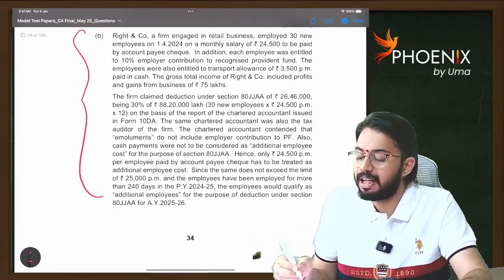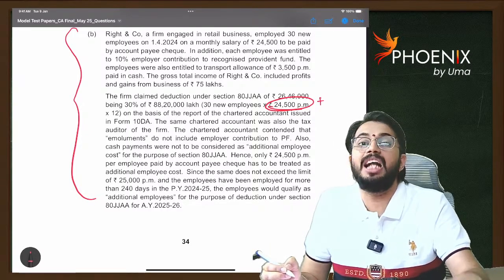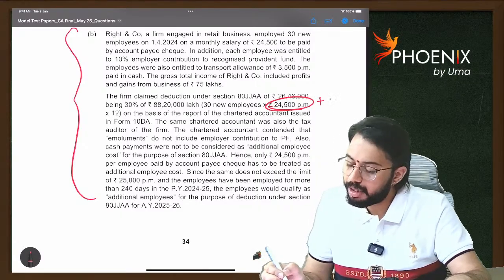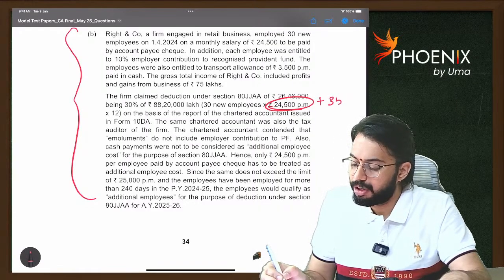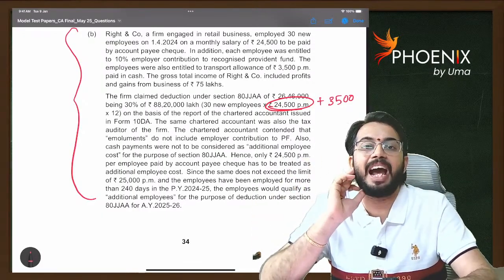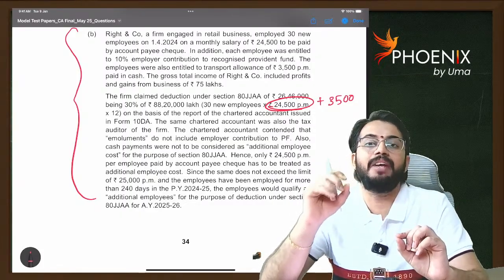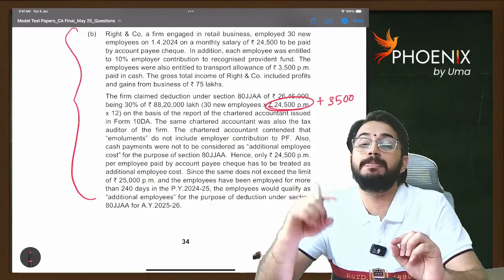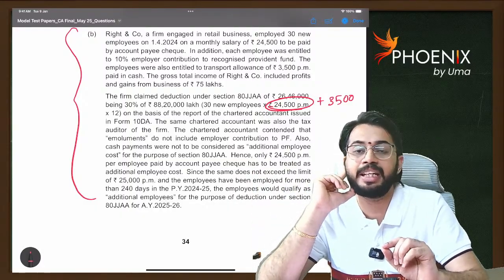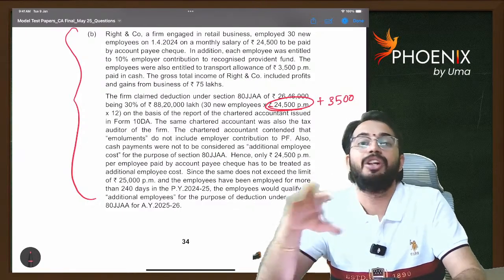What happened in this case? Emolument is 24,500. To this, transport allowance was given. Transport allowance how much? 3,500. What the SSE says is that transport allowance should not be included in calculation of emoluments. But as per section 80JJAA, the transport allowance is also to be included in calculation of deduction under section 80JJAA. So the contention of the SSE is not correct.